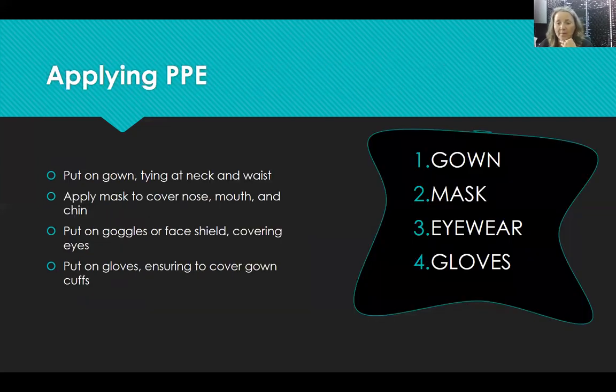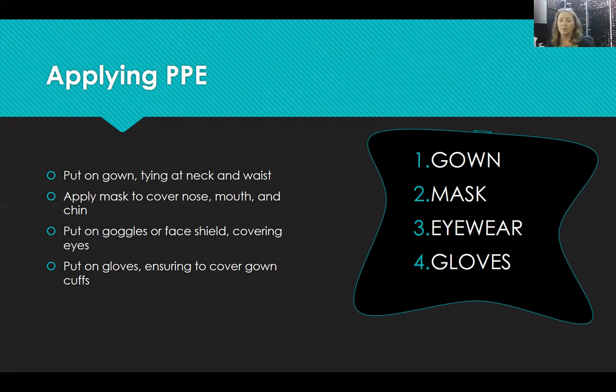So let's talk a little bit about putting on PPE and taking off PPE. Again, this came from core orientation, so this should not be the first time you're hearing this. When you are putting on your PPE, this happens in a certain order, which we have listed here, 1, 2, 3, 4. First up, you're going to put on your gown. If you have a gown that ties at the neck, you will put it on, tie it at the neck, tie it at the waist. Some gowns you just put over your head and then tie at the waist.